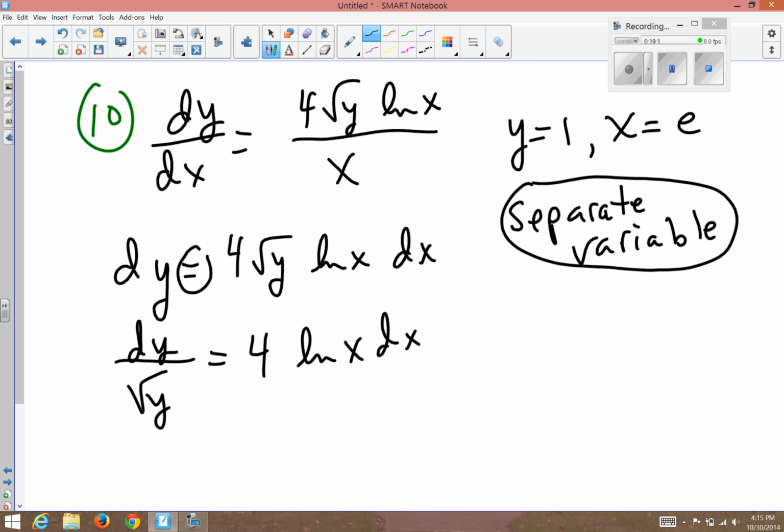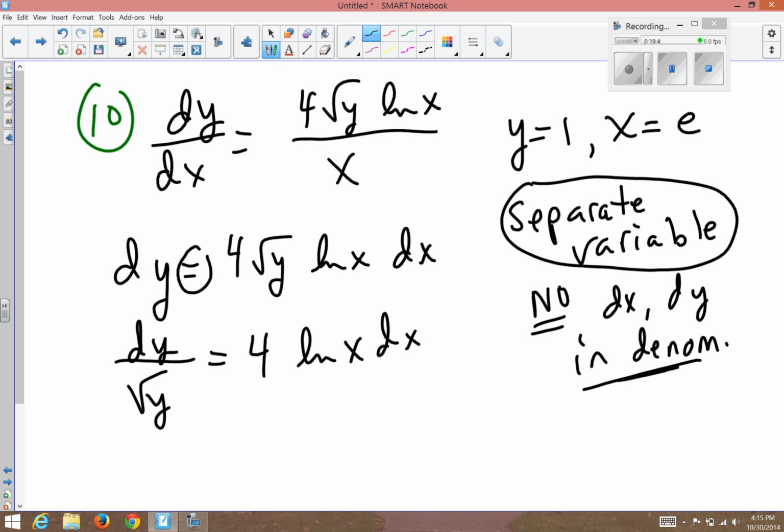So separate the variables means only x's on one side, no y's at all. Only y's on the other side, no x's. Also, no d anything in the denominator. No dx, dy, dt in a denominator. Not allowed. So we do not have a dy or a dx in a denominator anywhere. So that means we're ready to integrate both sides.